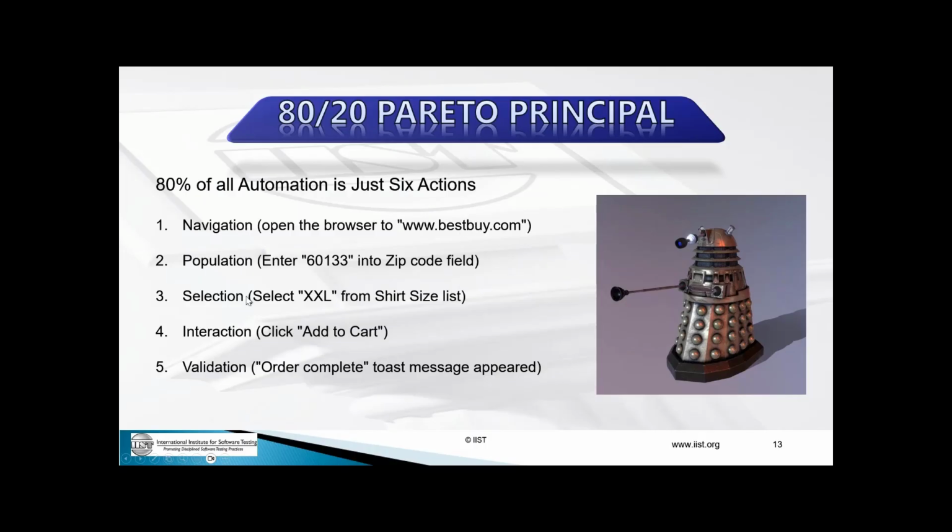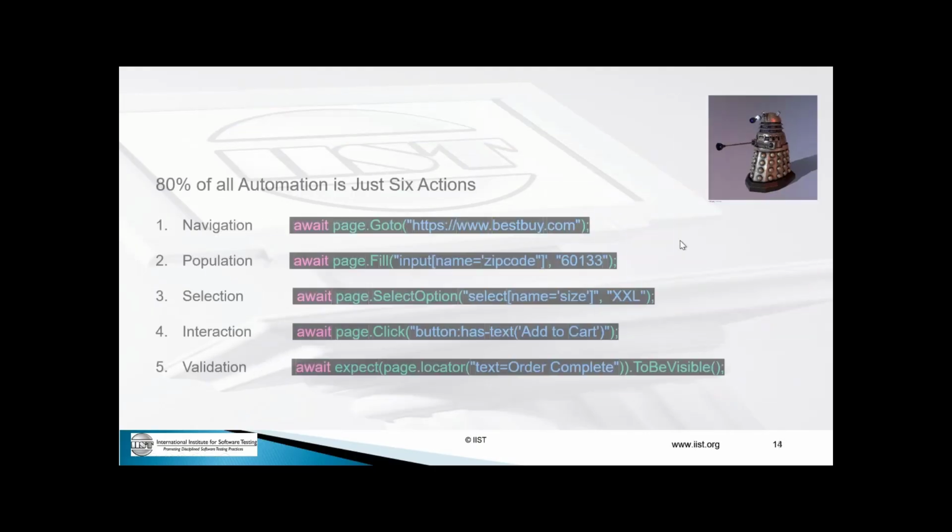We're navigating to somewhere, populating something, selecting something. The important thing over here is the last 2: clicking on add to cart and then verifying that an order complete toast message appeared. So we want to be able to make the click and the validation smart over there.